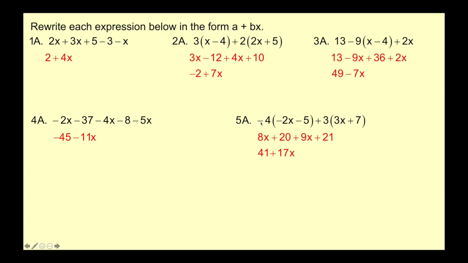For 5, if I distribute the negative 4 in, I get 8x plus 20. If I distribute 3 in, I get 9x plus 21. From there, 20 and 21 add together to give me 41, 8x and 9x combine to give me 17x.